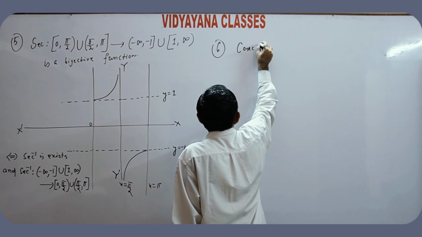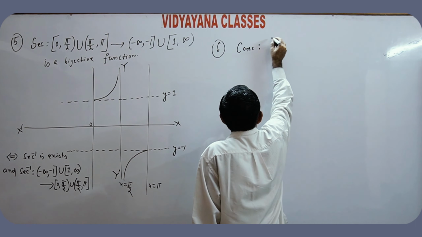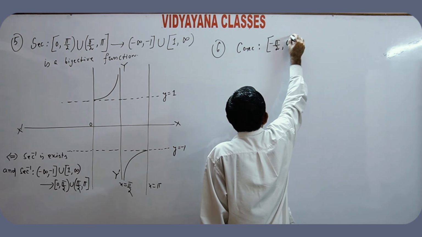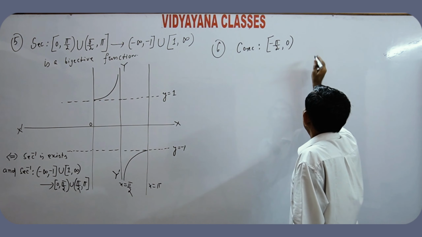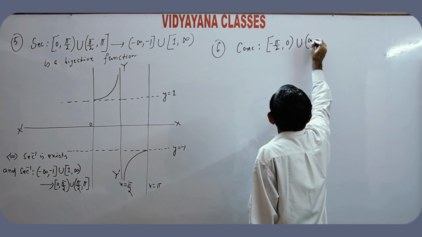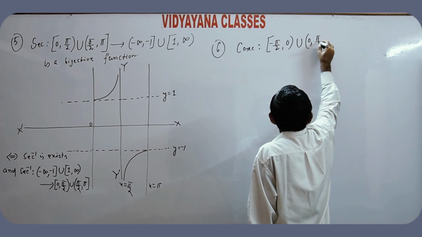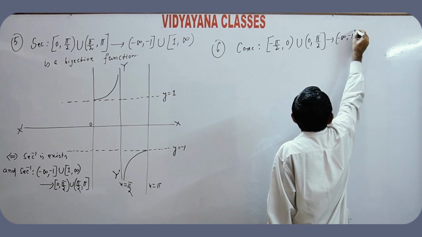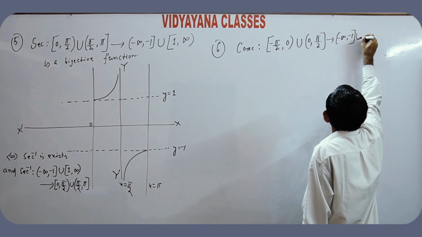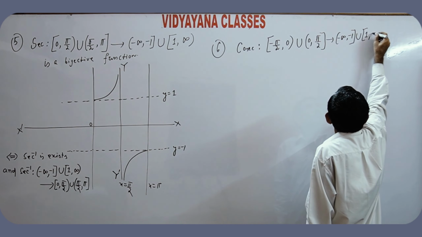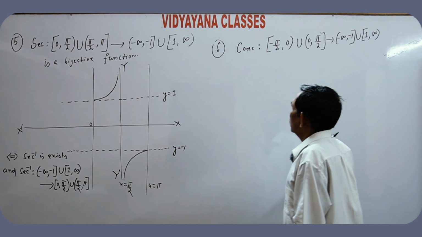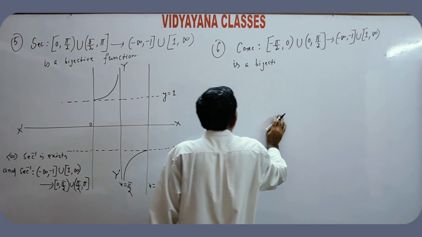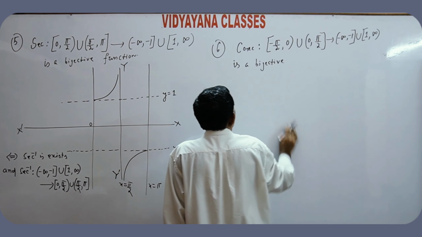Now the last one: close bracket minus pi by 2 to 0, open close bracket minus pi by 2, 0, open bracket, union, open bracket 0, pi by 2, close bracket, 2, minus infinity to minus 1, close bracket, union, close bracket 1 to infinity, open bracket, is a bijective function.